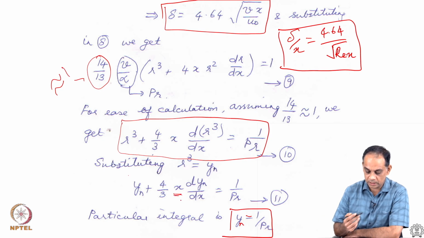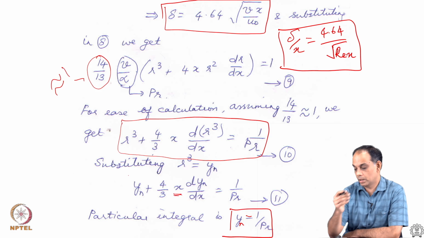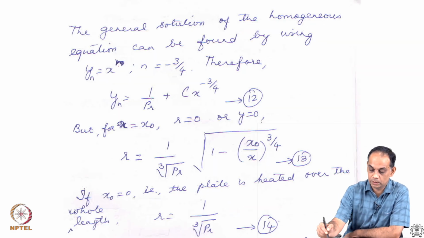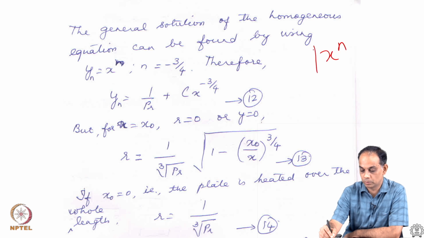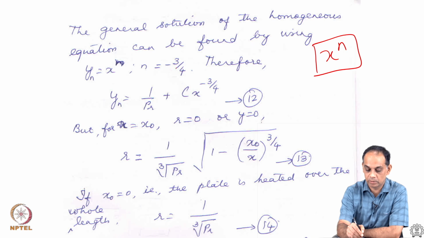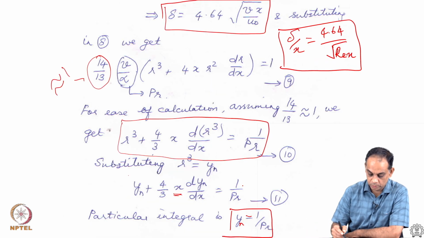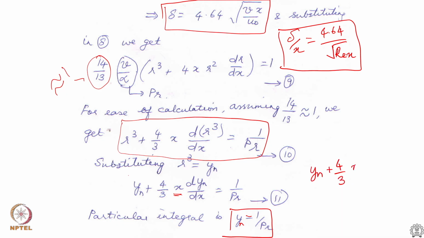So, one can judge that the general solution can be obtained by using some x raised to the power n, polynomial type solution. So, substituting x raised to the power n and realizing that if n is equal to minus 3 by 4, then because it is a homogeneous solution, we write y n plus 4 by 3 x into d by dx of y n is equal to 0.